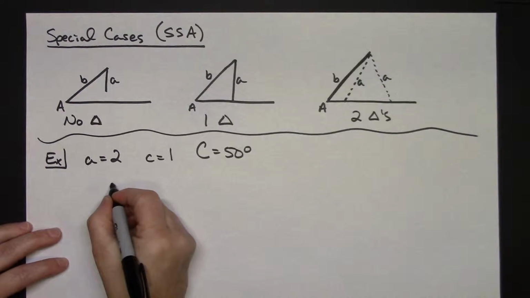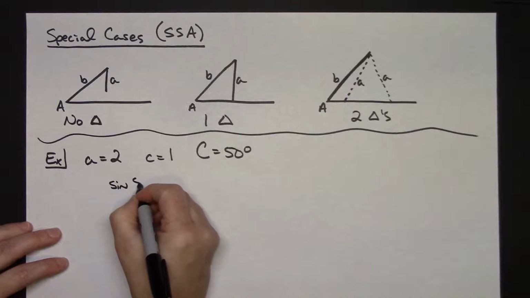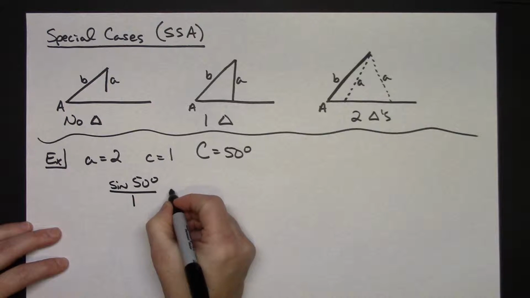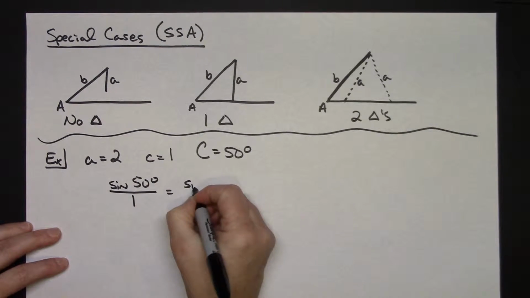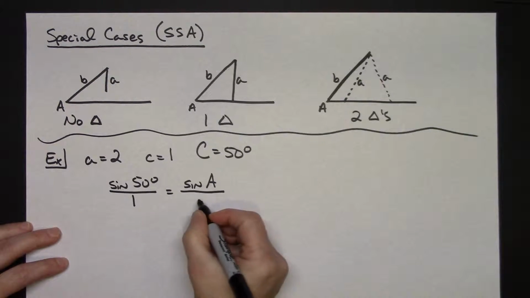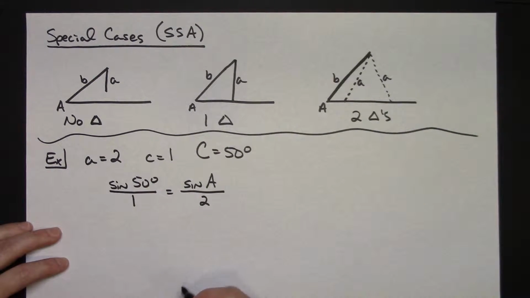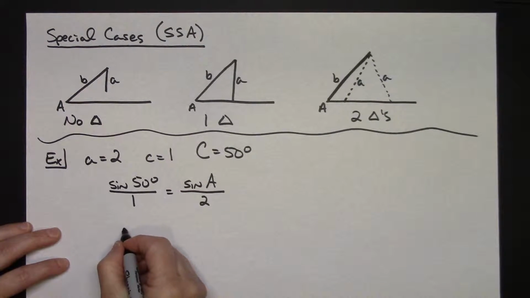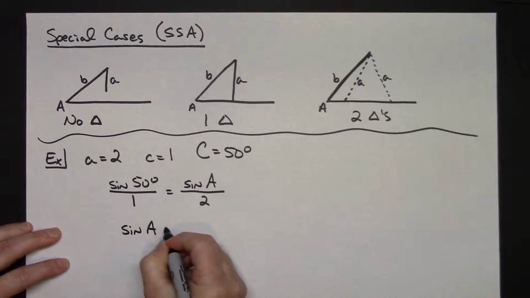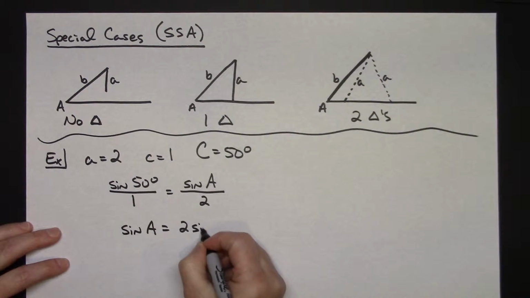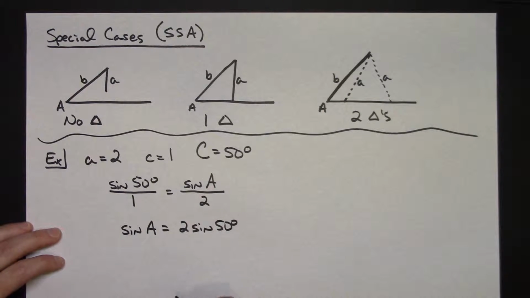So, let's write our proportion. Sine of 50 degrees over side C, which is 1. And then I'm going to do sine of A, because I'm looking for angle A, over the side A. Okay, again, got to cross multiply down here. So sine A times 1 is going to give me sine A. And then cross multiplying this way, 2 times the sine of 50 degrees.